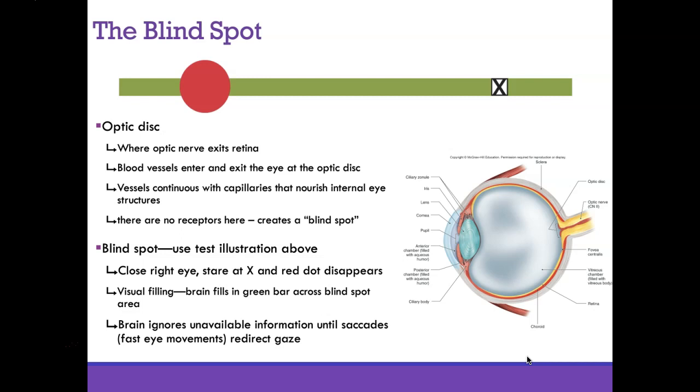So the brain ignores unavailable information until saccades, these very fast, flickering eye movements, ensure that the same area of the visual field doesn't always project onto the same area of the retina. So we can always use these very fine, fast muscular movements to redirect our gaze and see the entire image and not just get focused on one visual field. Right? We need to glance back and forth to get the whole glimpse of what we're looking at. I hope that makes sense.